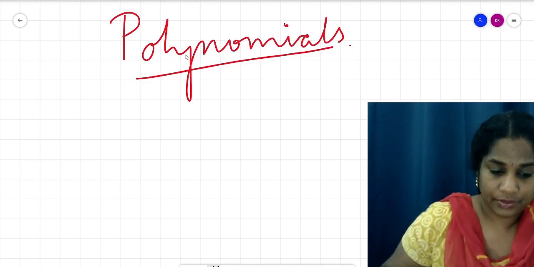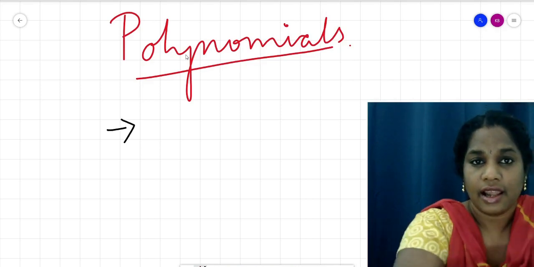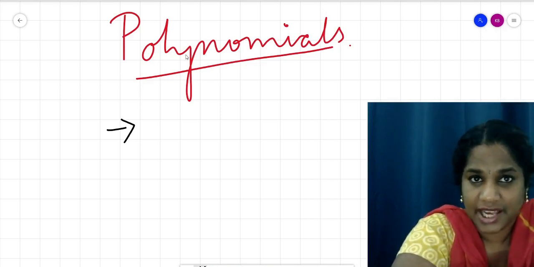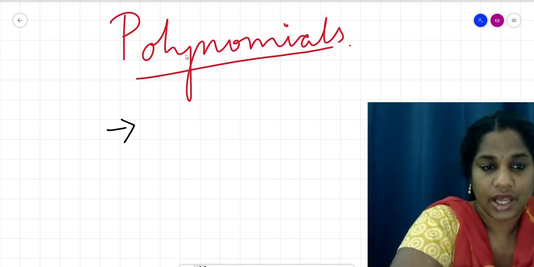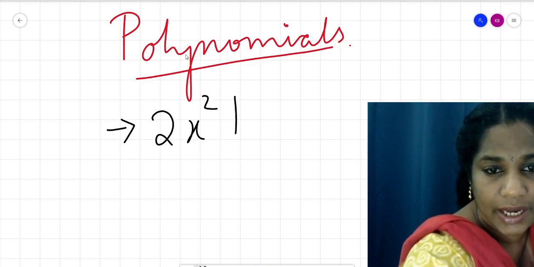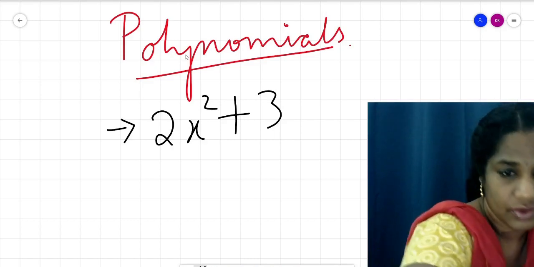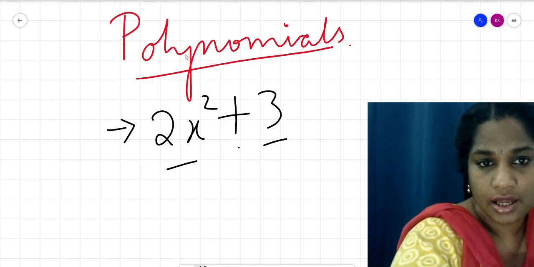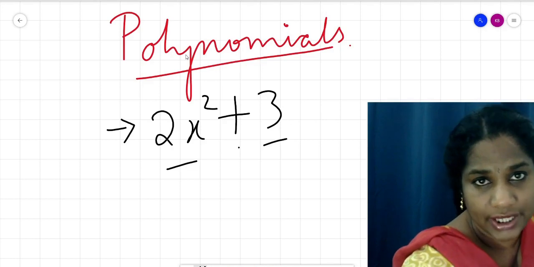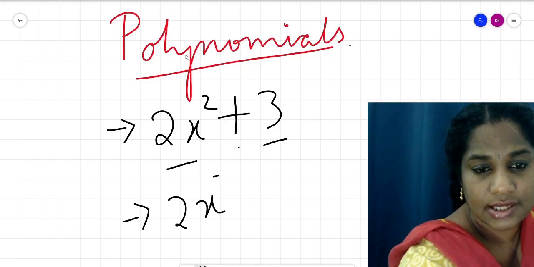Okay, so now you would have learned in algebraic expressions that algebraic expressions are termed as polynomials, isn't it? So now if I have 2x raised to 2 plus 3. This is an algebraic expression, isn't it? I have two terms, I am adding them. Now this is a polynomial. Okay, two terms are coming together and the operator is there. It is a polynomial.